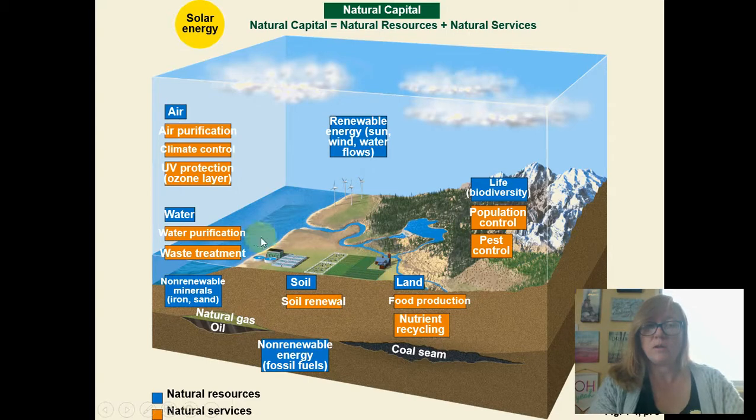Water can be purified through natural processes. And then we can do waste treatment. We can treat our wastewater so that when it goes back into the environment, we don't have anything added in there, for example.